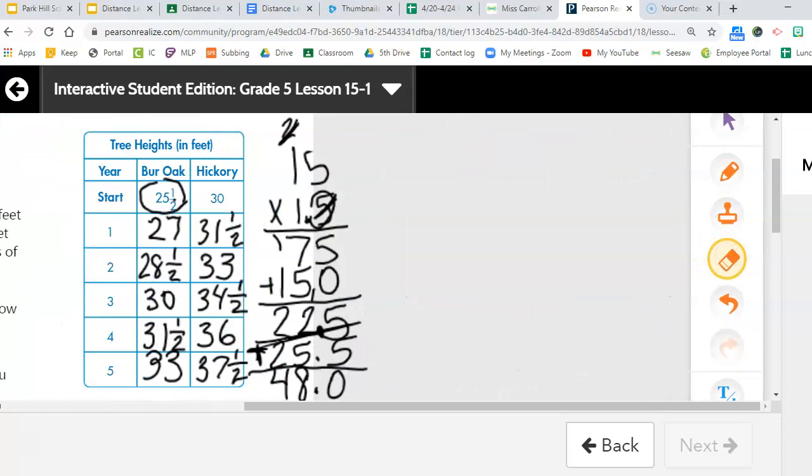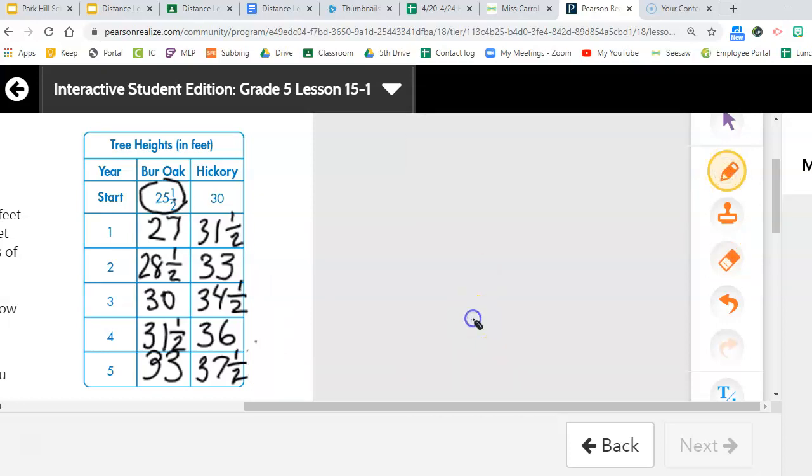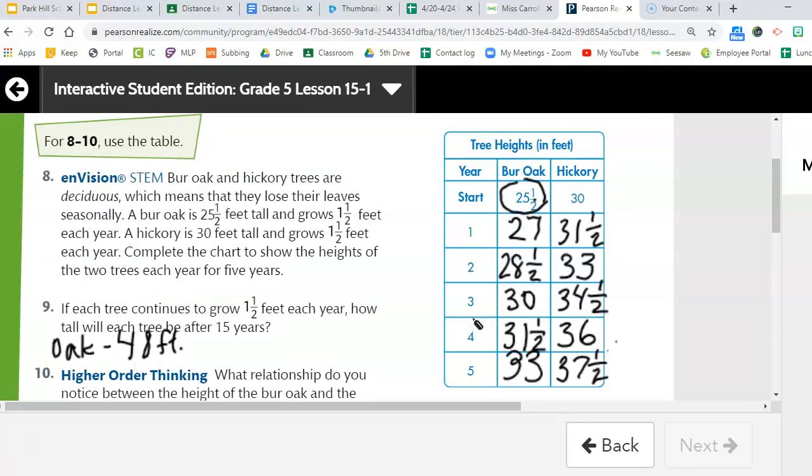Let me get my eraser so there's more room. Okay, back to pen. All right, so I have my 30. Oh, sorry. I should have kept that beginning. So I'm going to remember, you can rewind the video, I just can't rewind right now. I'm going to remember that when I did my 15 times 1.5, I got 22.5. Okay, so I'm going to take that 30 and add it to my 22.5.